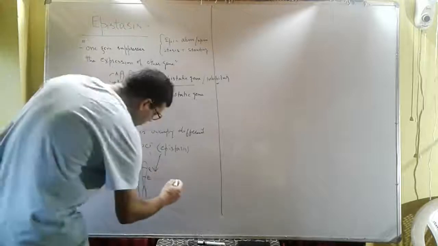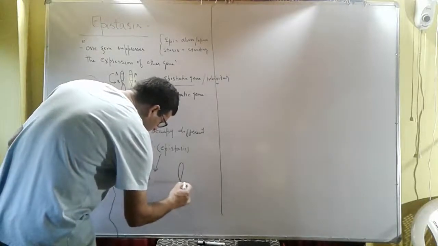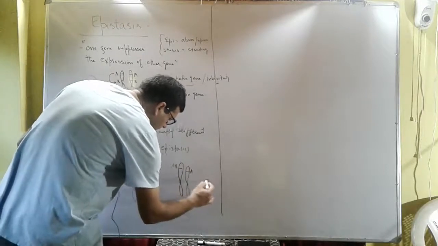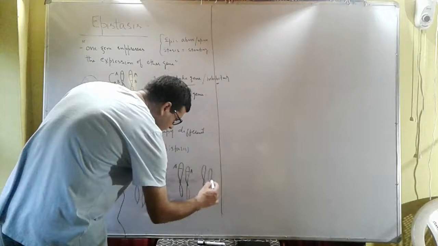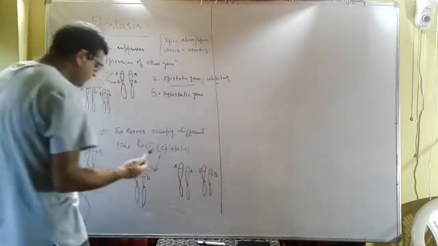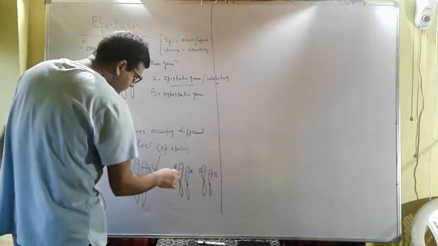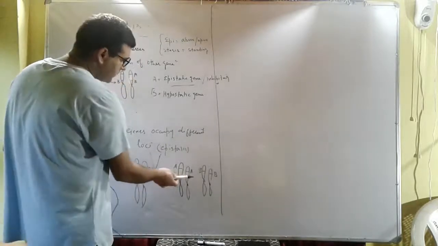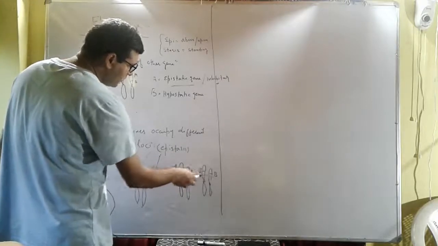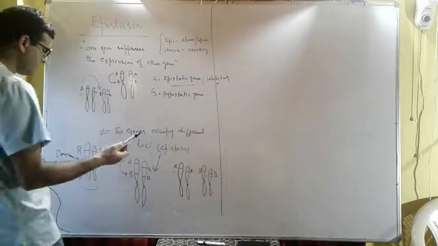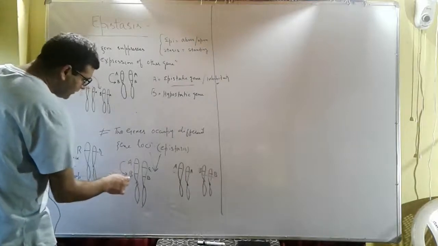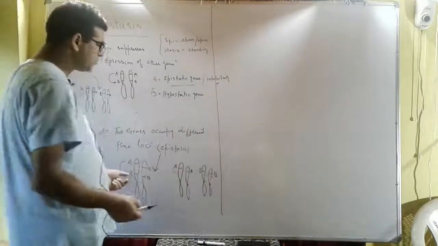It can be like this also. We have A, and the hypostatic gene can be present on other chromosomes. This is the A gene, present at one gene locus, and hypostatic gene B is present at another gene locus. So here A is the epistatic gene and B is the hypostatic gene. They occupy two different gene loci.